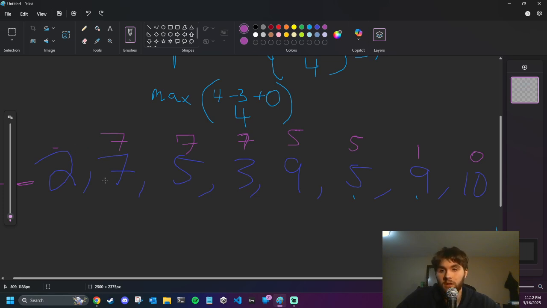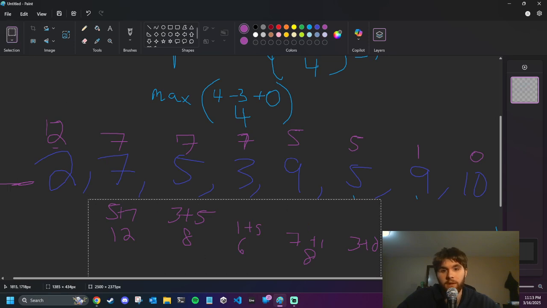So here would give us 5 plus 7. So that's 12. This would give us 3 plus 5, which is 8. This would give us 1 plus 5, which is 6. This would give us 7 plus 1, which is 8. This would give us 3 plus 0. This would give us 7. This would give us 8. So the biggest there is 12. So I would say that the final answer here is 12.